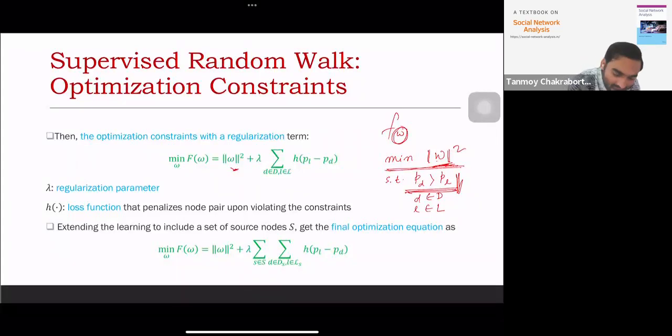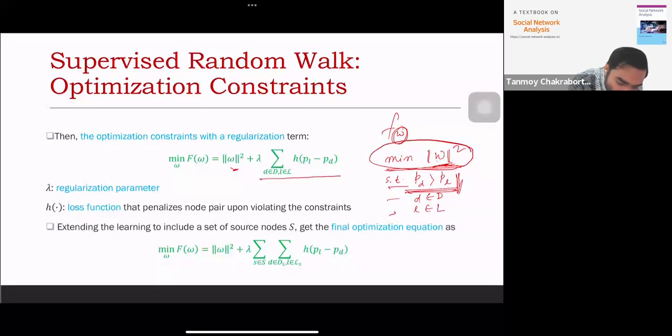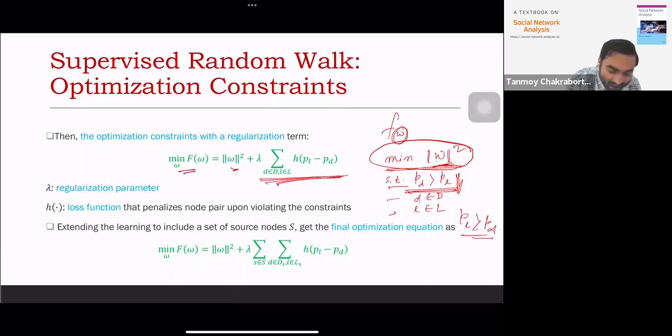Therefore, this is our optimization function, and these are constraints. What I do is add a component in the optimization function itself, which is basically a regularizer. What does it say? It may happen that for some pairs of nodes, L and D, PL may be greater than PD. But if this happens, I will penalize. Look at this one: PL minus PD. This is the penalization component, and H is basically a constant.